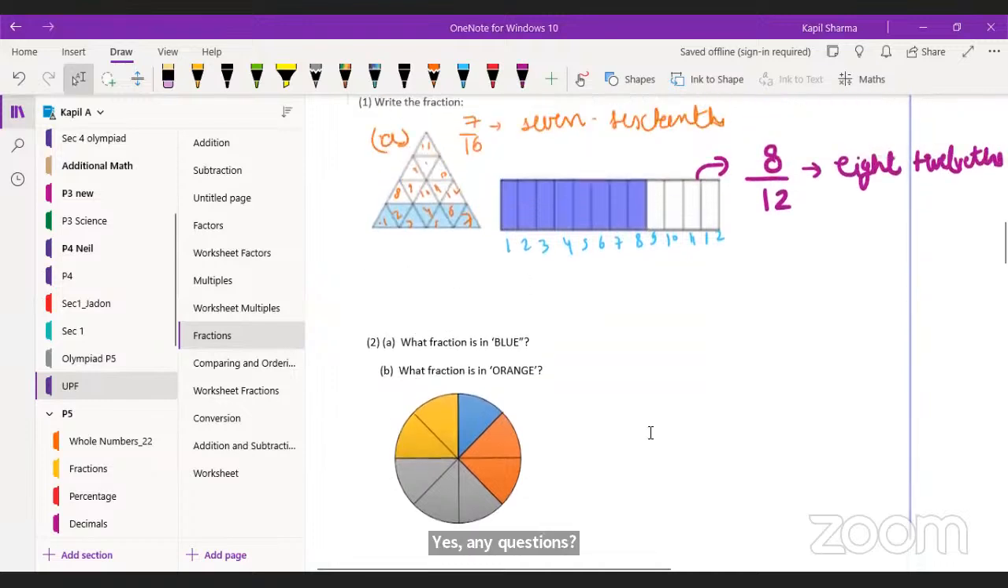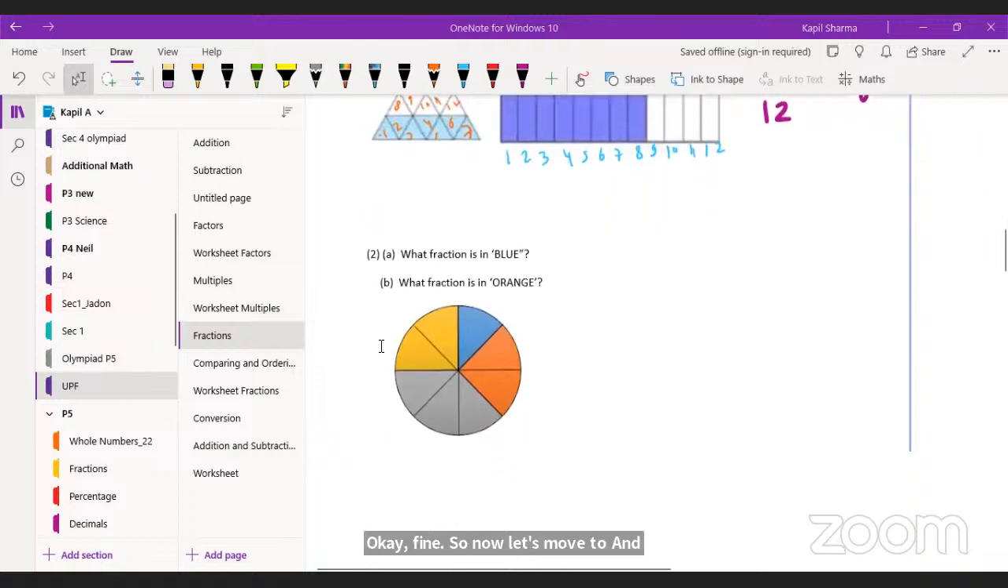Okay, fine. So now let's move to the next question. Answer this, guys. You can see a circle. So part A, what fraction is in blue? That's the question.